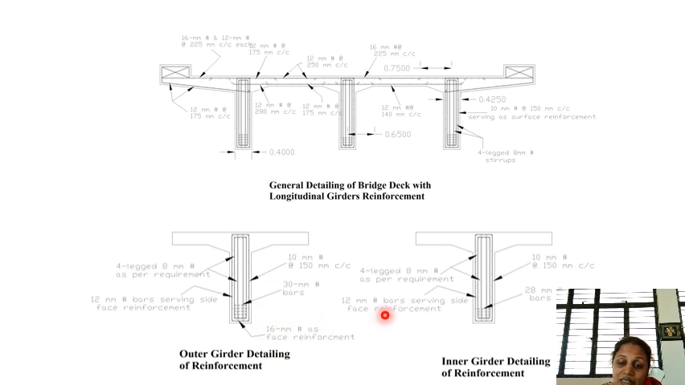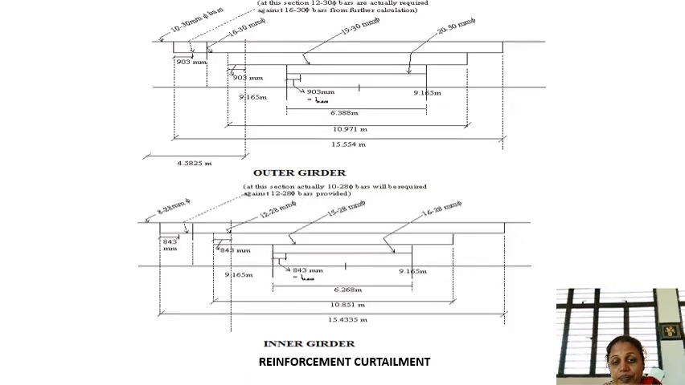So to increase the stability, lateral stability, we are going to provide the side face reinforcement, both in the case of outer girder as well as the inner girder. So in the girder portion, in the beam section, whatever you are seeing, this is the outer girder and this is the outer girder. The center one is the inner girder, and these are the slab details, the reinforcement whatever it is calculated for the deck slab.